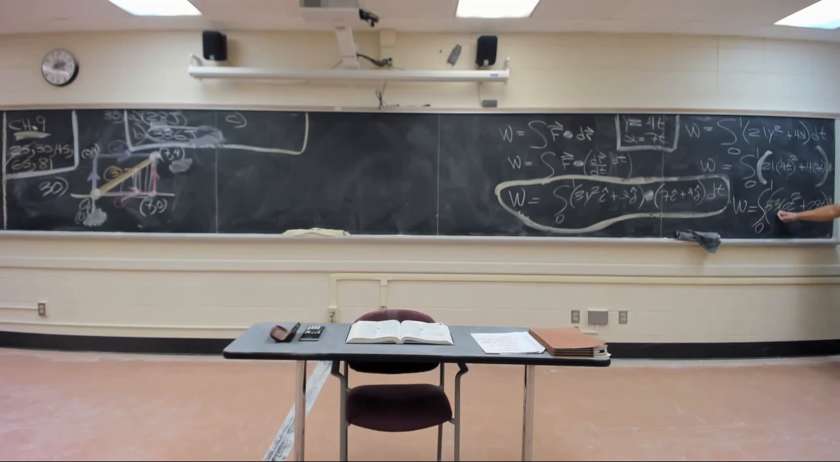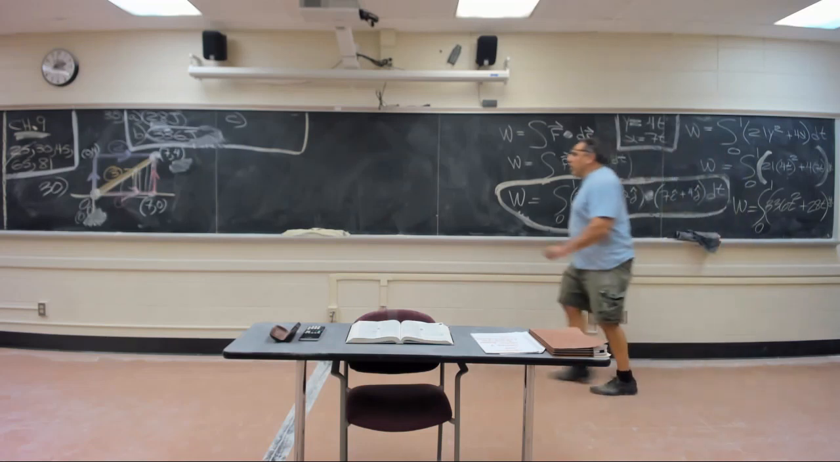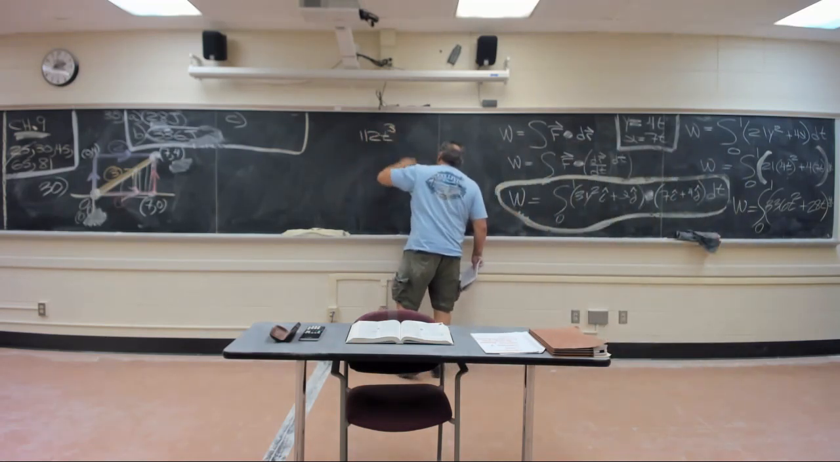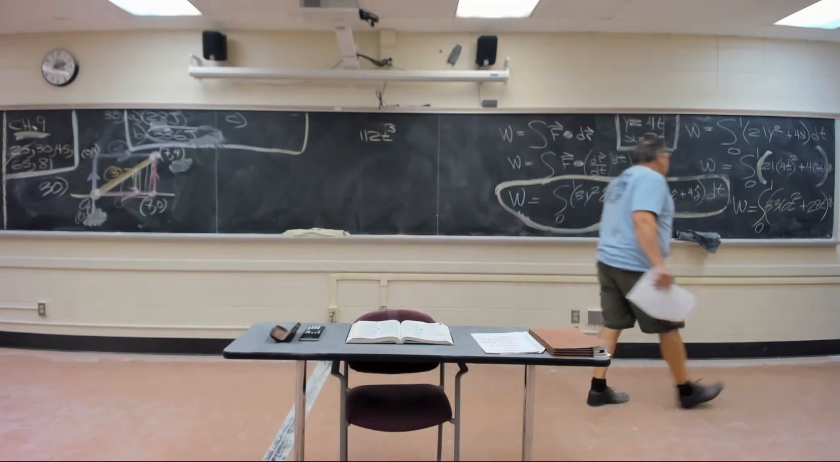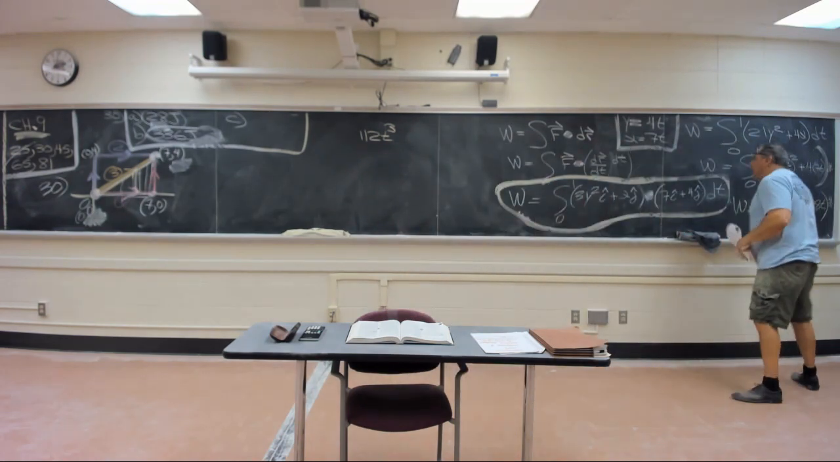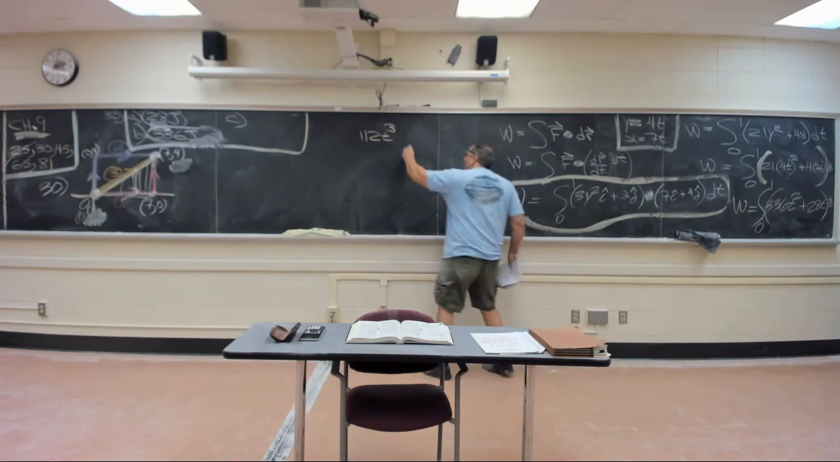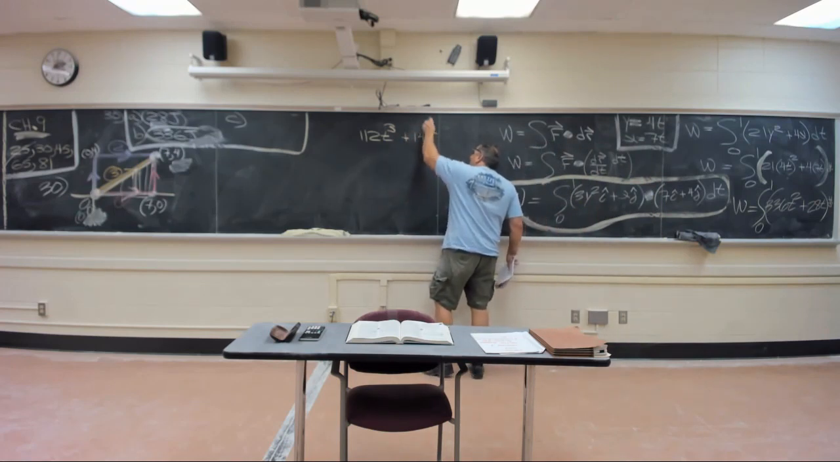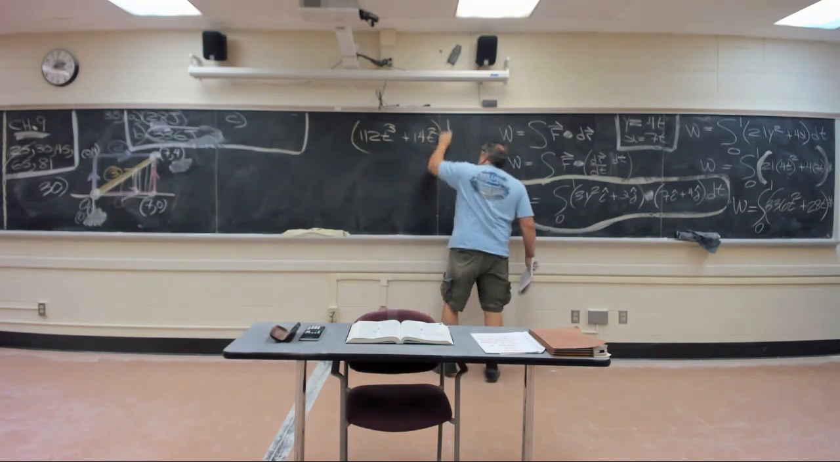Here goes. This guy right here, what is it? It's going to be t to the third divided by 336 divided by 3, which is going to be 112. So it's going to be 112 t to the third. The other one's going to be half of 28, which is 14t squared. Looking good.